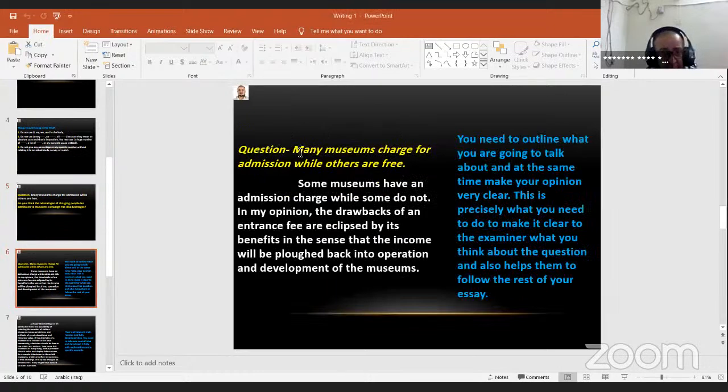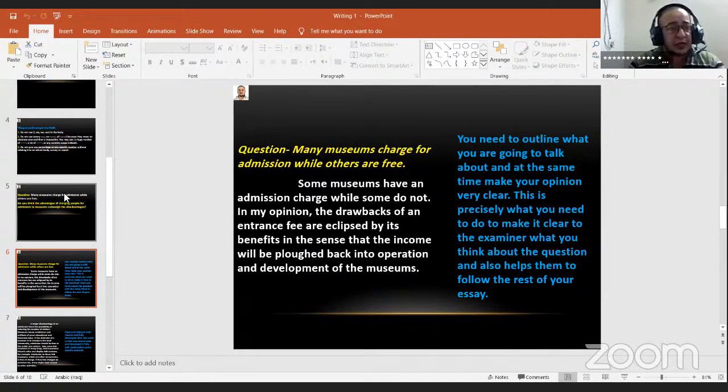The first thing we will do, and that is the ideal essay, is paraphrase the statement. The statement says many museums charge for admission while others are free. Paraphrasing means rewriting it in other words, giving the same precise meaning. So it will be: some museums have an admission charge while some do not.